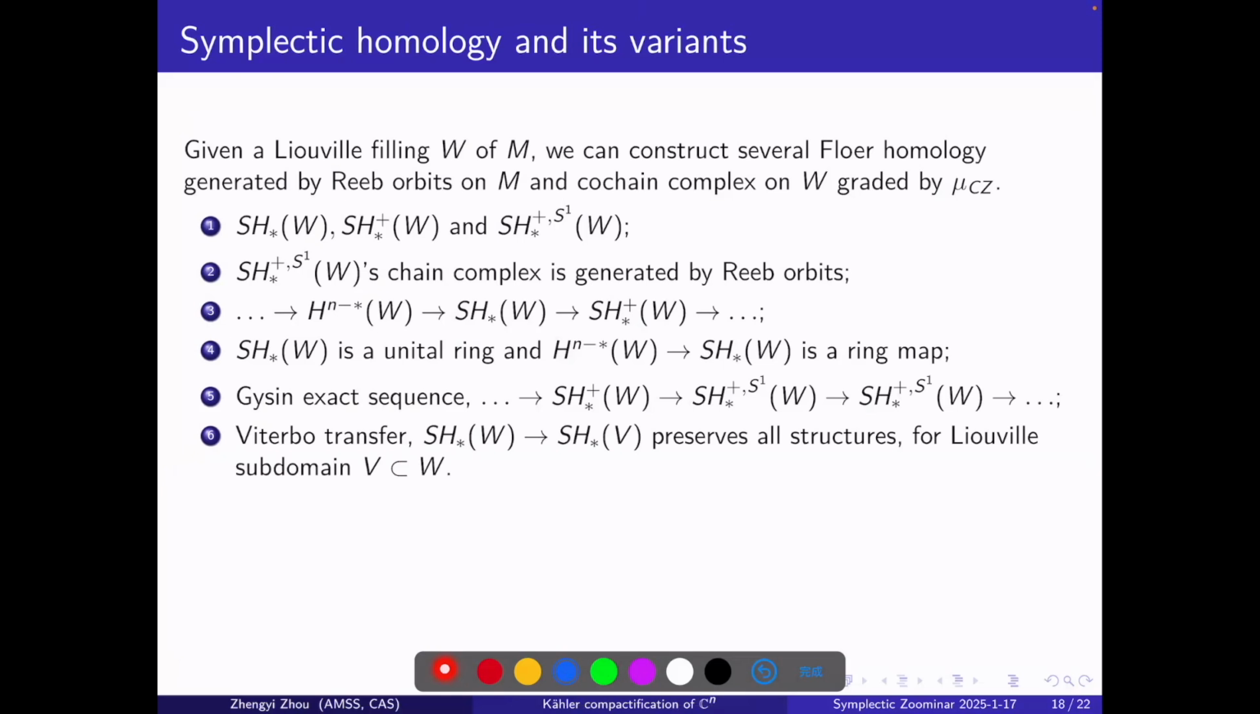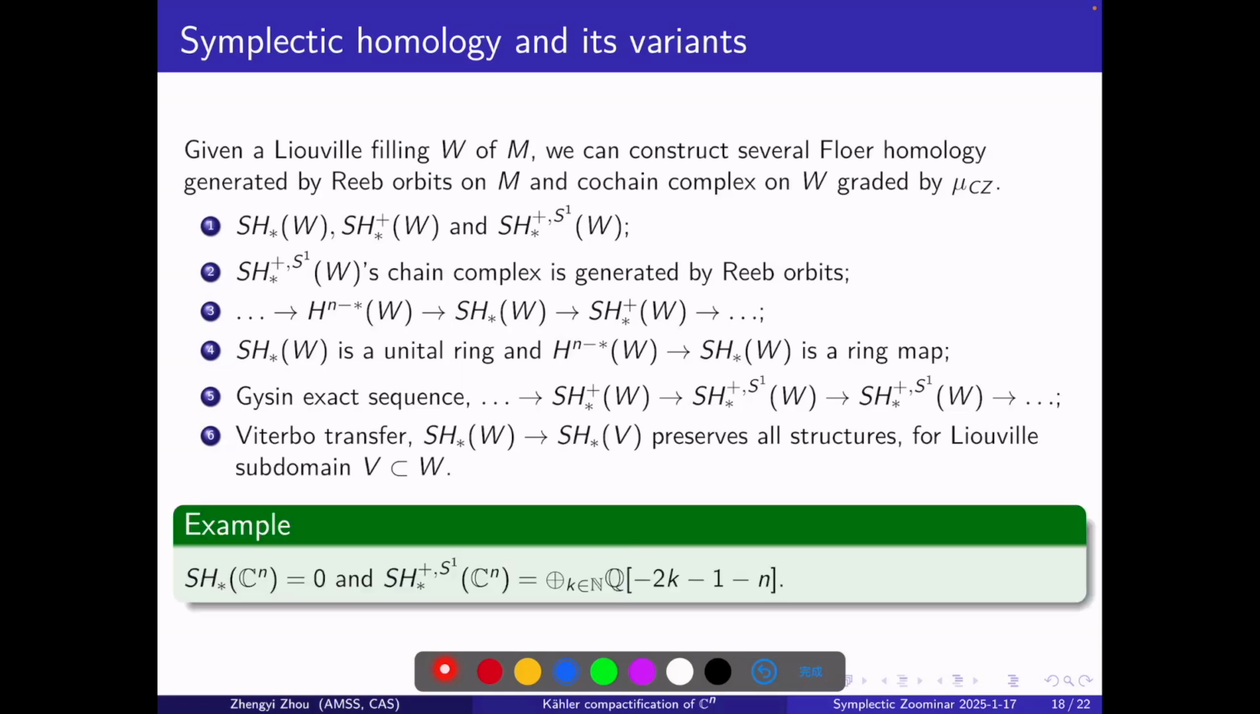To prove the second equality, we need to recall briefly the symplectic homology and its variants. Basically, we use these basic properties of symplectic homology, the positive symplectic homology, and the S^1-equivariant positive symplectic homology. They have all these structures, exact sequences, and in particular the transfer map preserving all the structures. I'm sure this should be familiar to most of the audience. And in this talk, the only thing I care about is the symplectic homology of C^n, which is 0.